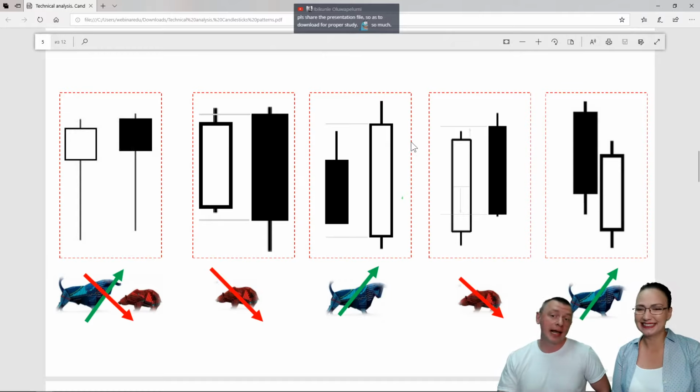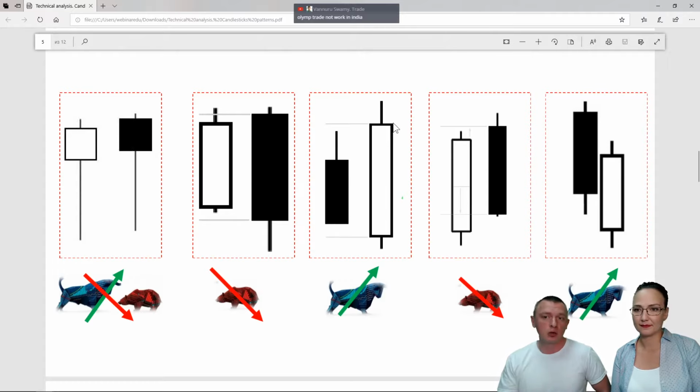Well, that's it. And the bullish engulfing pattern. At the bottom of a downtrend, you can see this pattern. Again, two candlesticks, but here the situation is vice versa. The first candlestick is black or red, the second one is green, and the green one covers the previous one with its body.